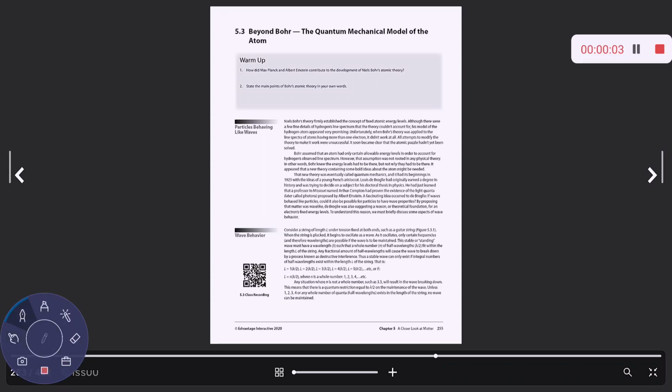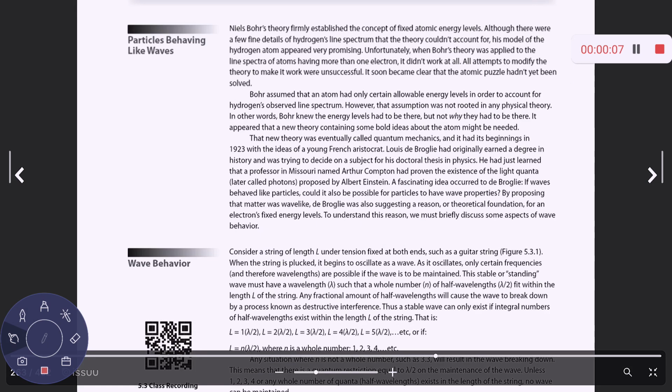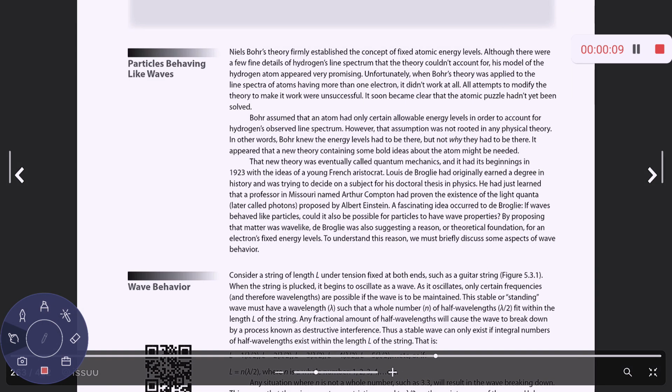Okay, so for section 5.3, let's take a little look at this first section here. All right, so Niels Bohr established the concept that we had fixed energy levels outside the nucleus, which they generally call atomic energy levels. Bohr knew that they needed to be there, but he didn't know why.